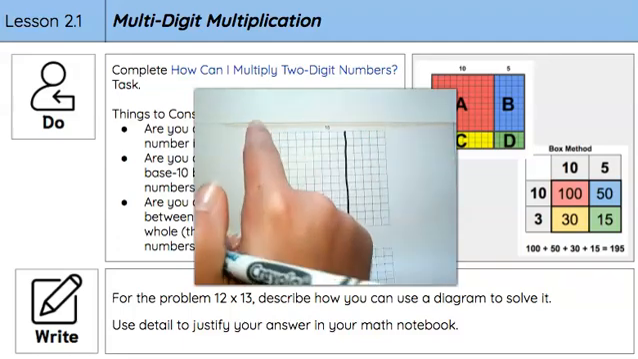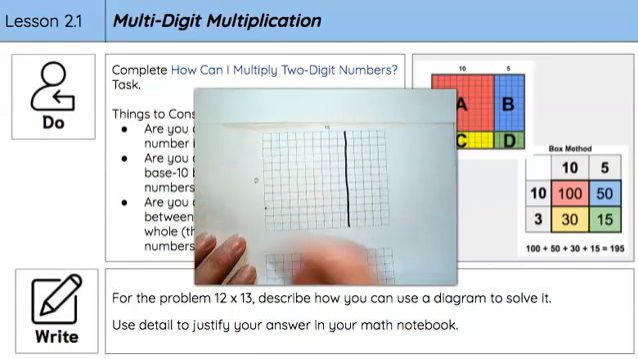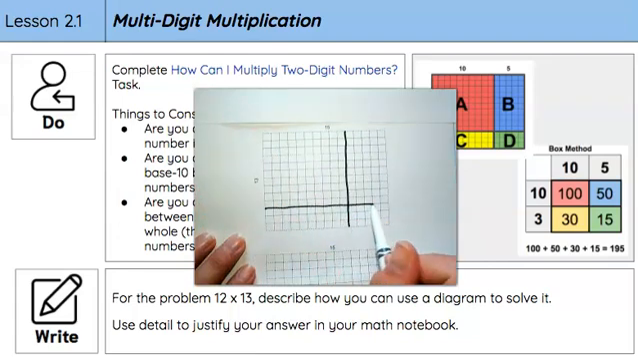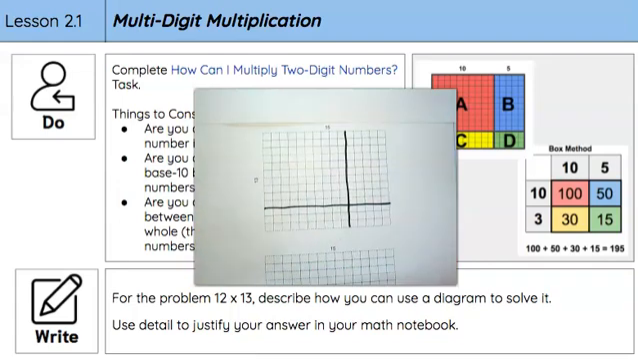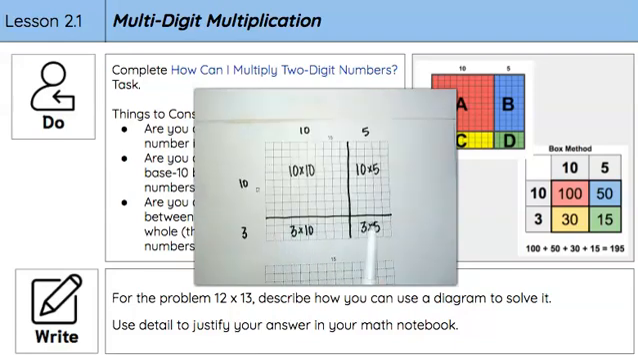And then I'm going to do the same thing for my 13. I'm going to go 10 and then 3. How could separating this make this problem a little bit easier to solve? Now that I've separated out my area model, I have facts that are much easier to solve for.